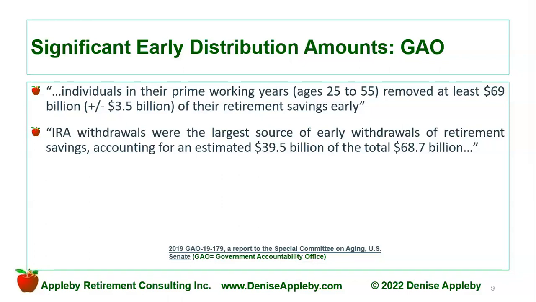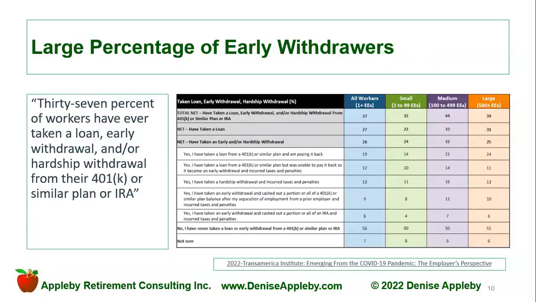And distributions from IRAs represent a significant portion of that, with almost $40 billion. And what does this mean? It means early distribution penalty unless they qualify for an exception. Here's another stat. 37% of workers have taken money from their retirement accounts early in the form of early distributions, hardship withdrawals, loans.